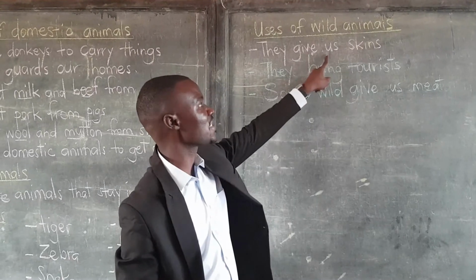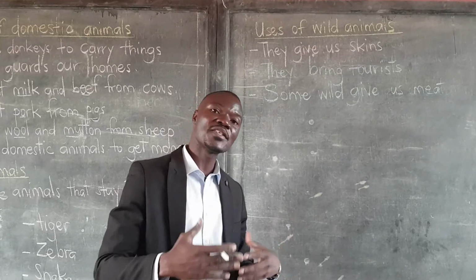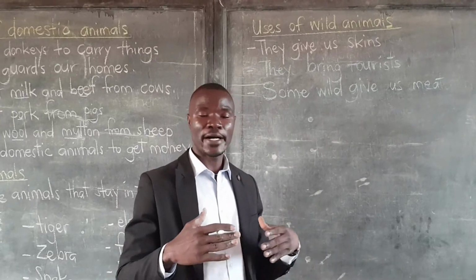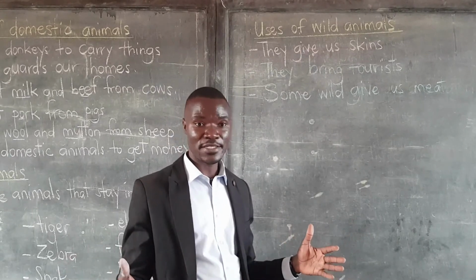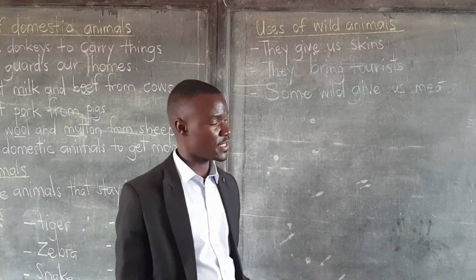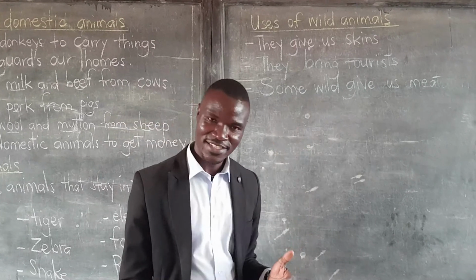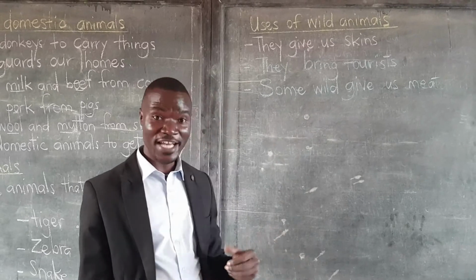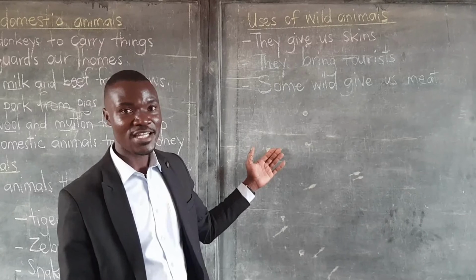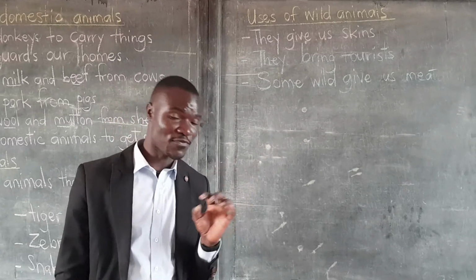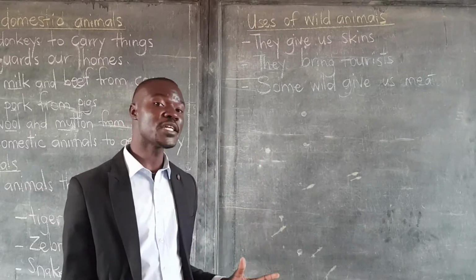We can get skins from these animals. What is the purpose of these skins? Some of these skins are used for cultural practices. Like I already see the cultural leaders wearing animal skins. So we get skins from these wild animals. They give us meat. For me, I've eaten meat of a crocodile, meat of a rhino. All these animals give us meat, so long as they are good for eating. That's why some people poach animals in game parks to get meat.